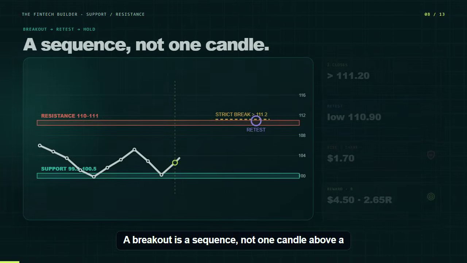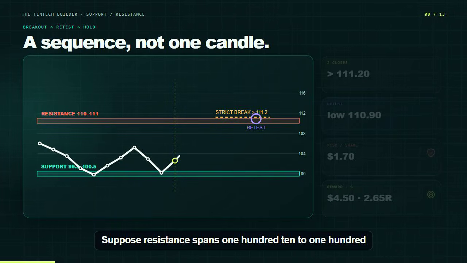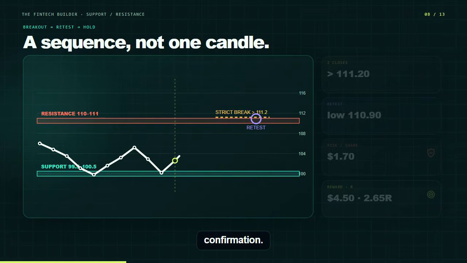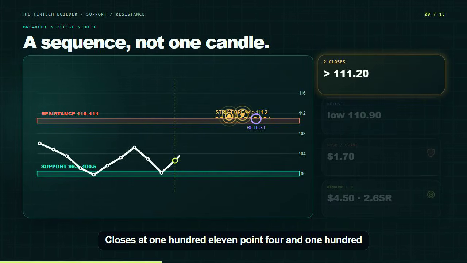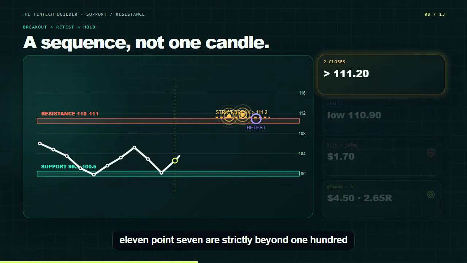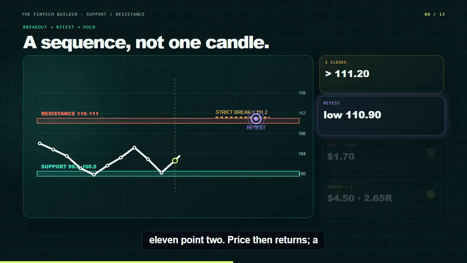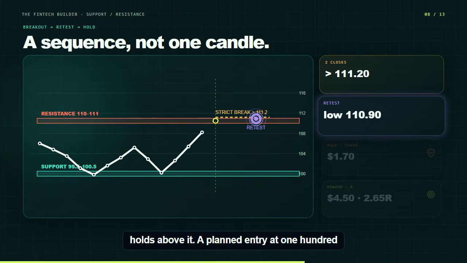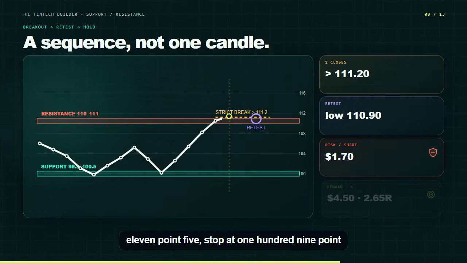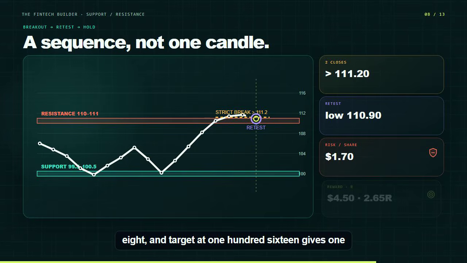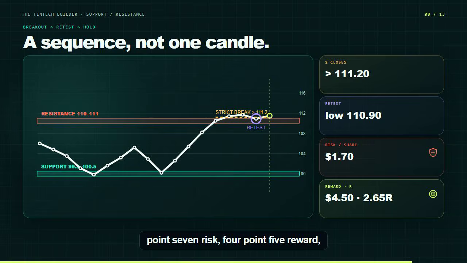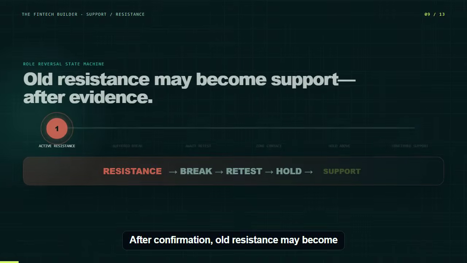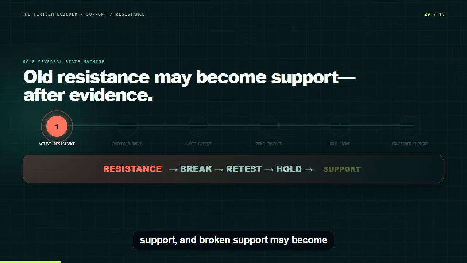A breakout is a sequence, not one candle above a line. Suppose resistance spans 110 to 111 with a 20-cent buffer and two close confirmation. Closes at 111.4 and 111.7 are strictly beyond 111.2. Price then returns. A low of 110.9 contacts the zone, and a close at 111.5 holds above it. A planned entry at 111.5, stop at 109.8, and target at 116 gives 1.7 risk, 4.5 reward, and about 2.65 R. After confirmation, old resistance may become support, and broken support may become resistance.